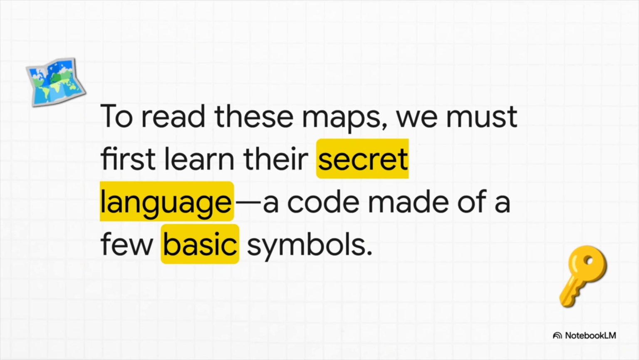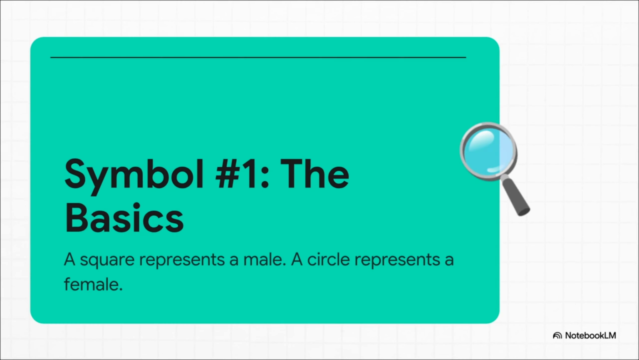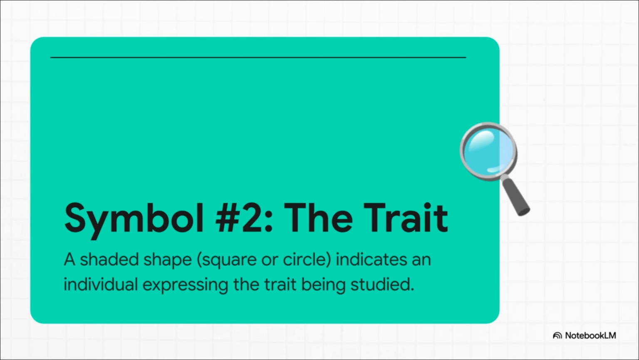Okay, but before we can read these maps, we have to learn their secret language. It's actually a really simple code made up of just a handful of basic symbols. But once you know them, any pedigree chart in the world starts to tell you its story. All right, let's crack the code. It starts with the absolute basics. A square is a male. A circle is a female. Simple as that. Now, what about the trait we're actually tracking?